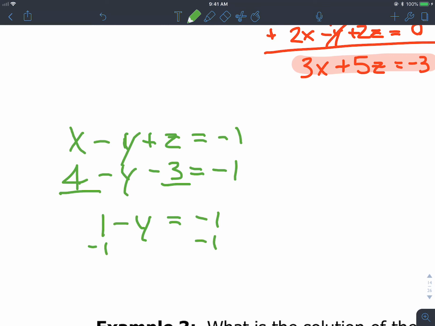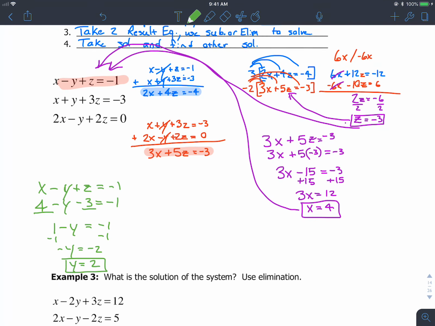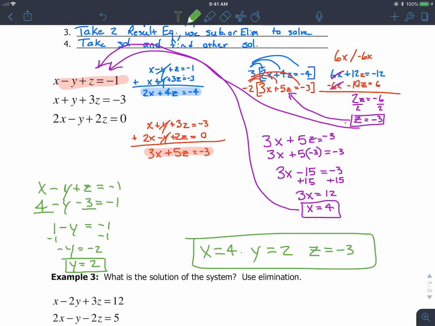We'll have to subtract 1. Be careful, those won't cancel out. It'll be negative y equals negative 2. So then when you divide both sides by negative 1, it'll be positive y equals positive 2. And those are your three answers. If you want to write x equals 4, y equals 2, z equals negative 3, that would be your answer.